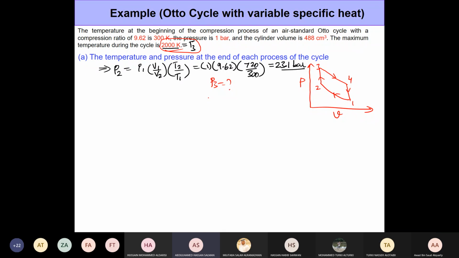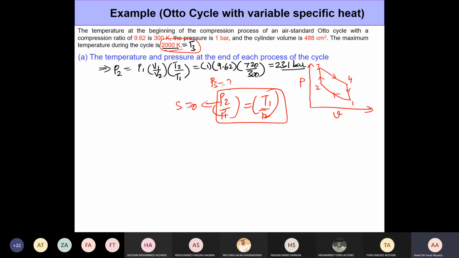Can we find it using the isentropic equation? Yes, we could have certainly used the isentropic relation relating two different pressures, right? Let's say P2 by P1 raised to maybe the temperatures. But for this to happen, we need to deal with a process where entropy change is zero. So entropy change is zero only during the compression and the expansion processes. From 2 to 3, sadly, it's a constant volume heat addition process. The entropy at state 2 is not equal to the entropy at state 3. So we cannot make use of that, right?